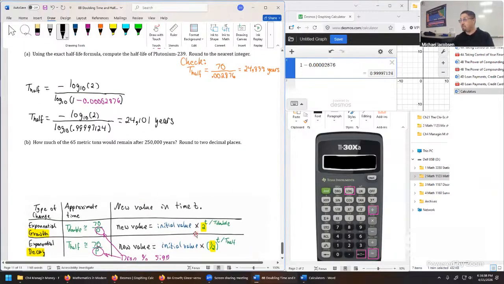Okay, so there's our formula down below. In using that formula, there's a couple things we still need. We have that part, t half in green. We need the time t, but that's what this part is saying. T equals 250,000. We also need an initial value, but that's going to be the 65 metric tons that gets sealed away in the repository. So this is the initial value.